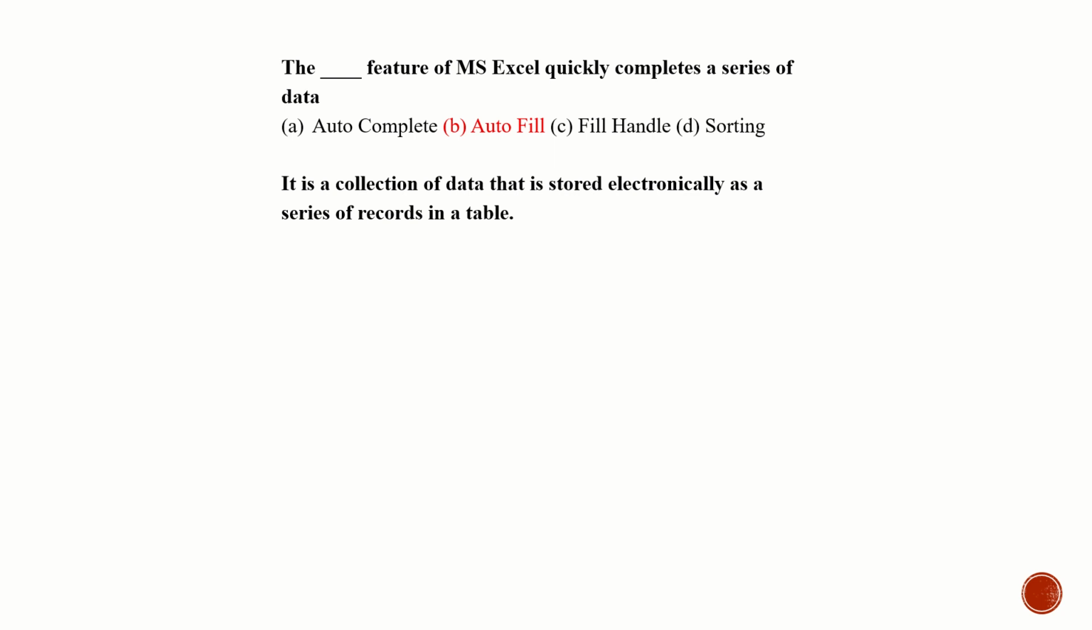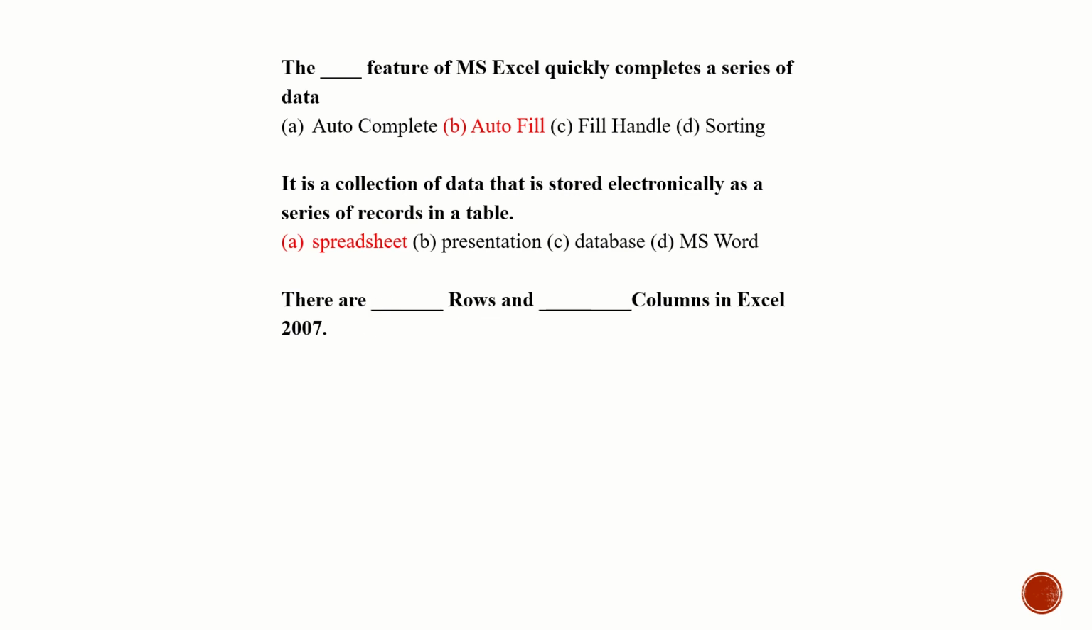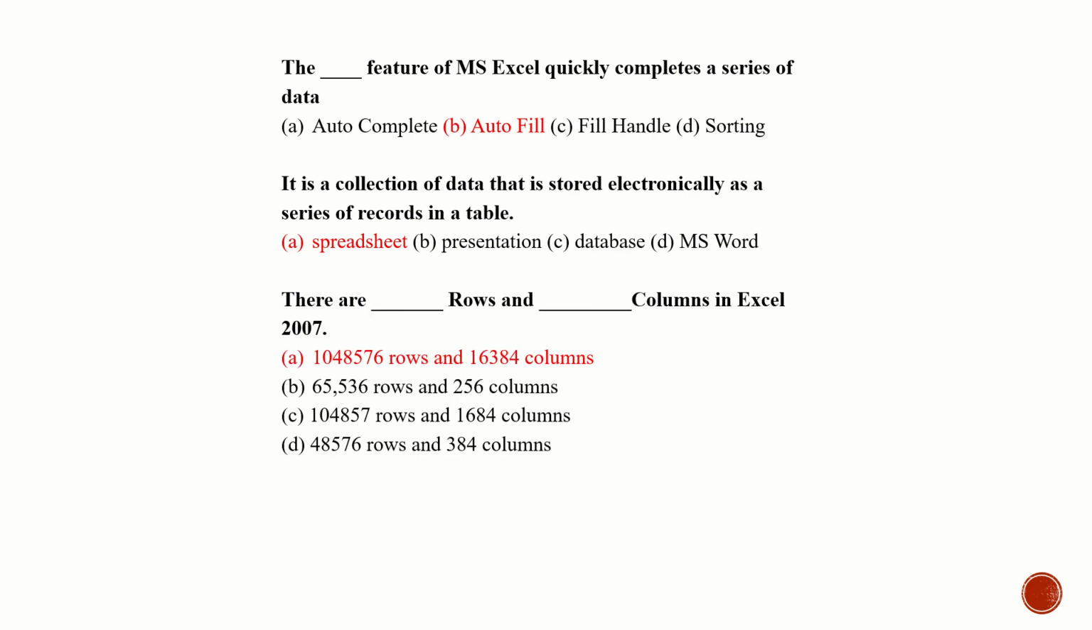It is a collection of data that is stored electronically as series of records in a table, a spreadsheet. There are rows and columns in Excel 2010: 1,048,576 rows and 16,384 columns. What is the extension of a PowerPoint?